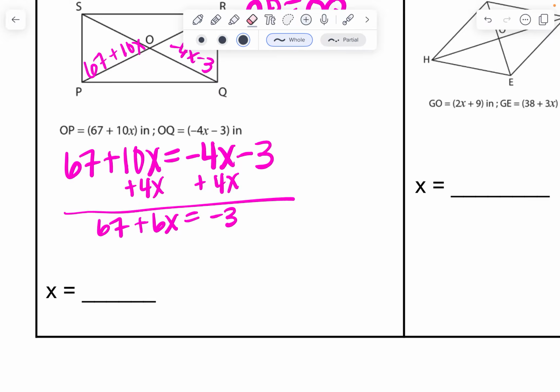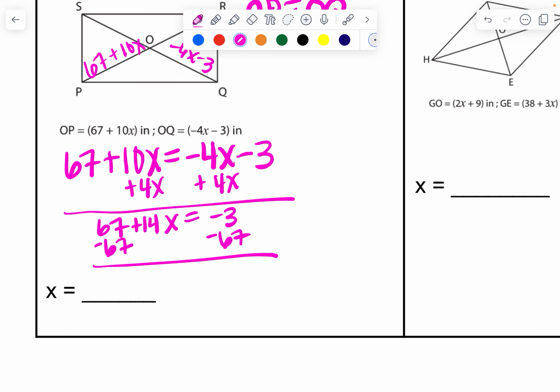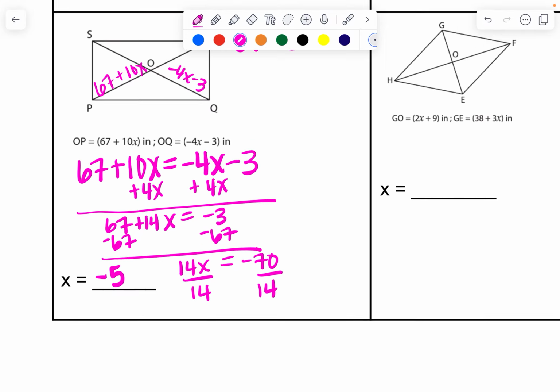Oh, I added 4x to both sides. That's what happened. 67 plus 14x equals negative 3. Taking 67 from both sides, I'll get that 14x is negative 70, and then dividing both sides by 14, we'll get that x is negative 5.